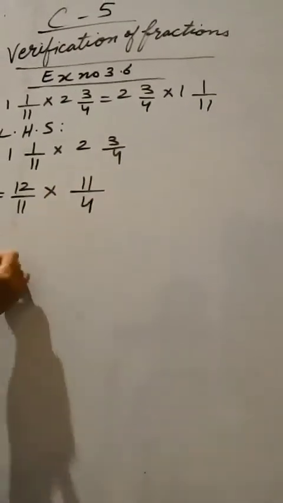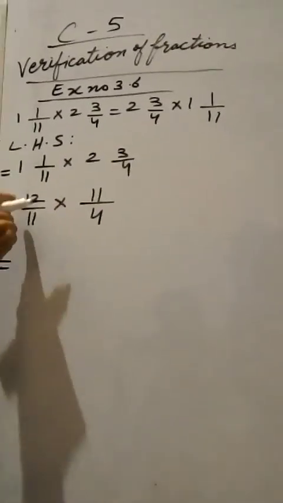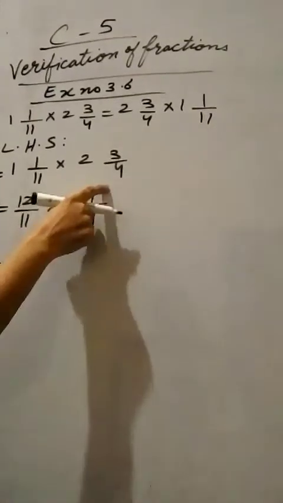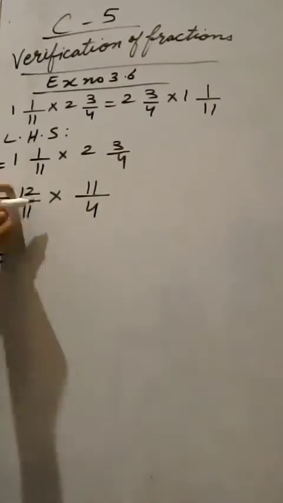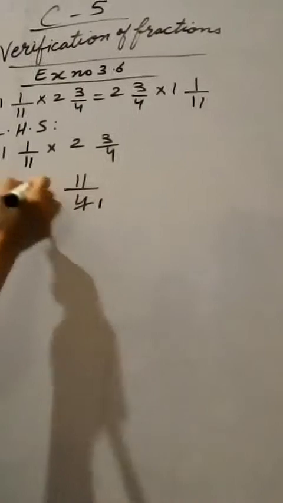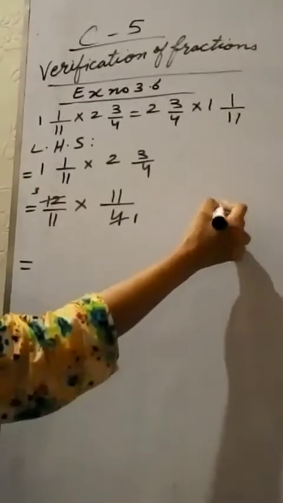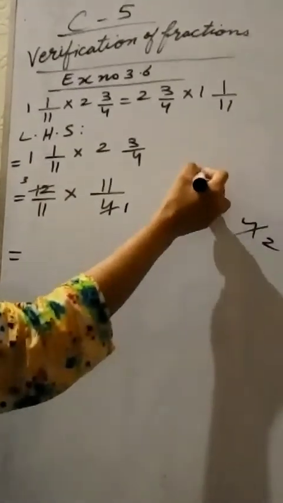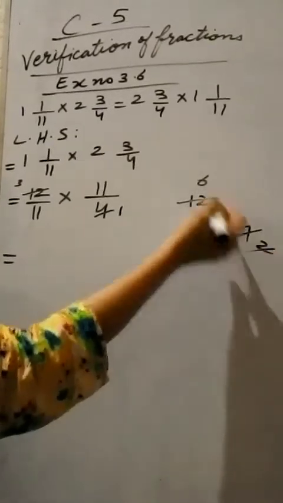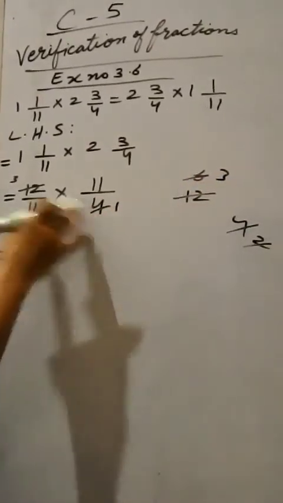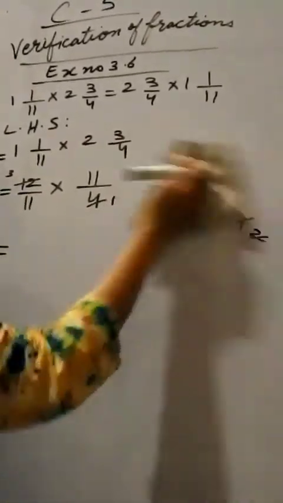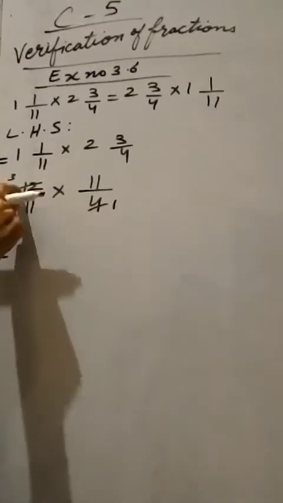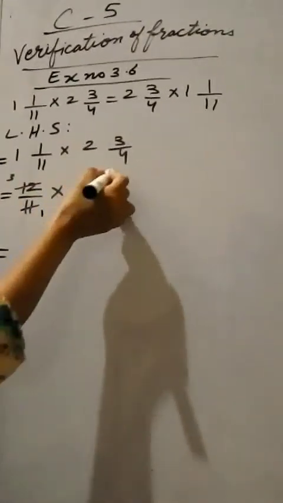Now see, crossing is possible. 11 and 12 up and down, no. 11 and 4 up and down, no. 4 and 12, yes. 4 1 time 4, 4 3 times 12. I can cross with the 2 also, 2 6 times 12, but that is 2 steps, 2 3 times 6. So we have to cross with the bigger number. So 4 1 time 4, 4 3 times 12. 11 1 time 11, 11 1 time 11.